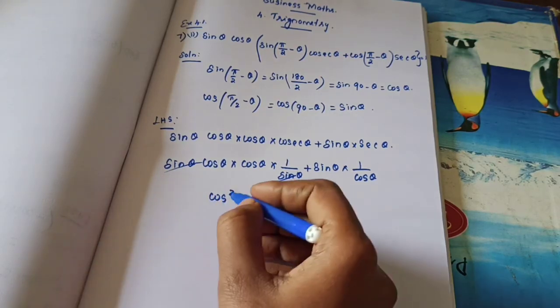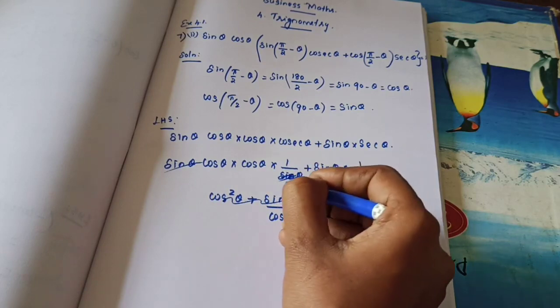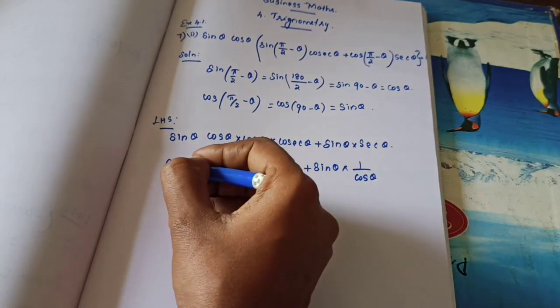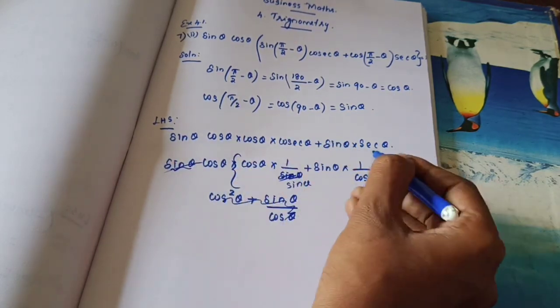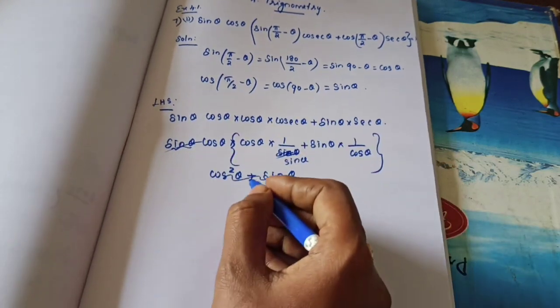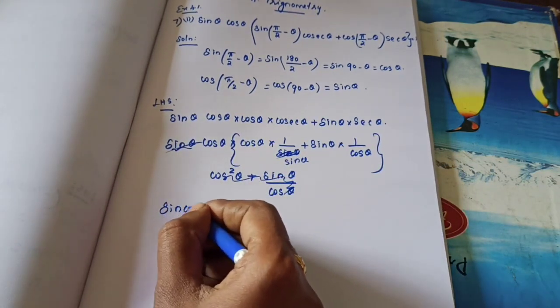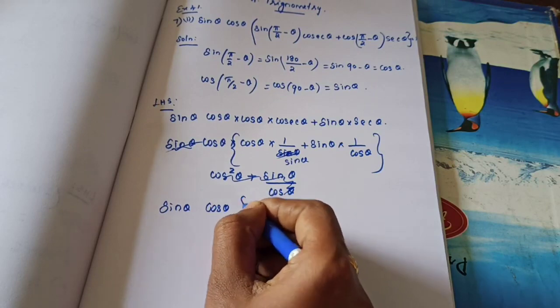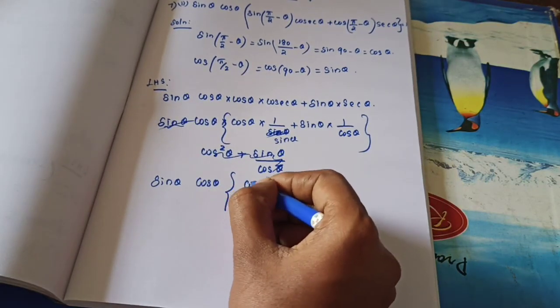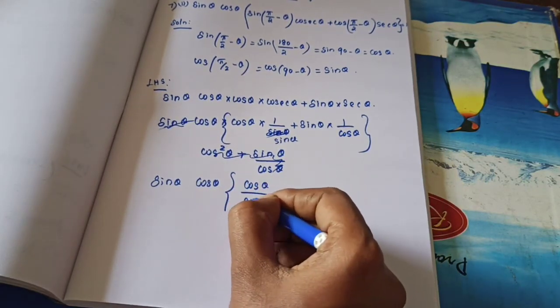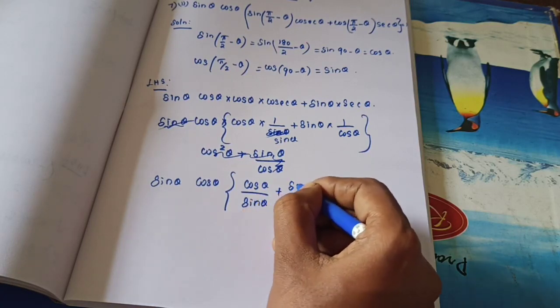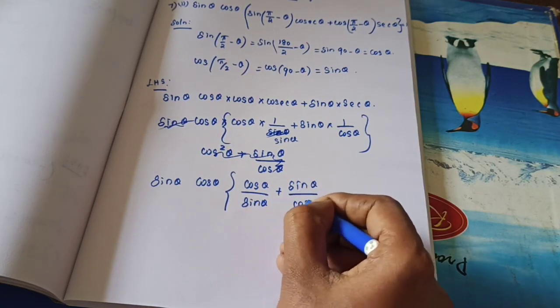Sorry students, we made one small mistake here. It is sin theta, it is sin theta, here it is common for both. It's a bracket, I can't find it, so I'm writing the step again. Sin theta cos theta, it is a whole bracket. Okay, so you will get cos theta by sin theta plus sin theta by cos theta.